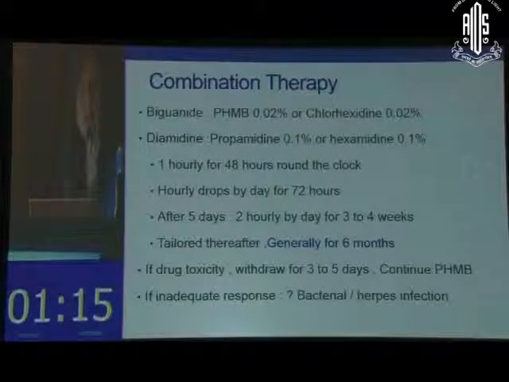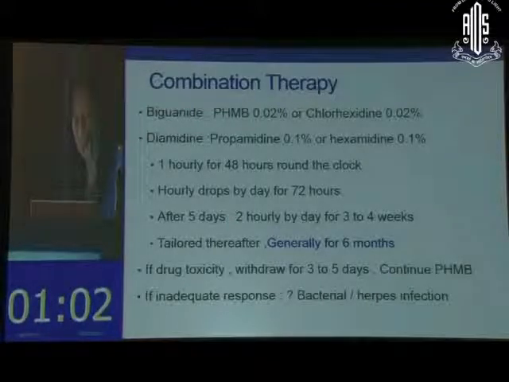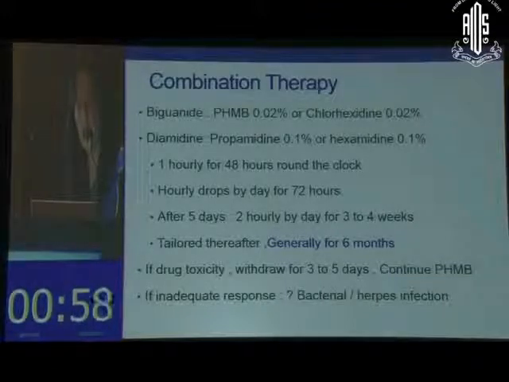The classical therapy that we follow at our center is the combination therapy of a biguanide, PHMB 0.02% or chlorhexidine 0.02%, and a diamidine, which is propamidine 0.1% or hexamidine 0.1%. One hourly is given for 48 hours round the clock, and then hourly drops by the day for 72 hours. After 5 days, 2 hourly by the day for 3 to 4 weeks, that means for up to 1 month, and it is tailored thereafter. Generally, the therapy lasts for 6 months.